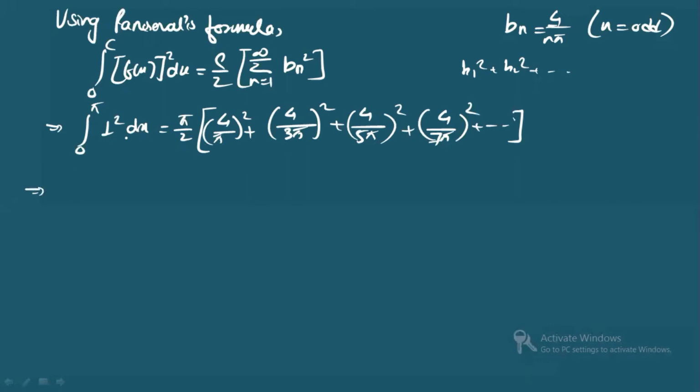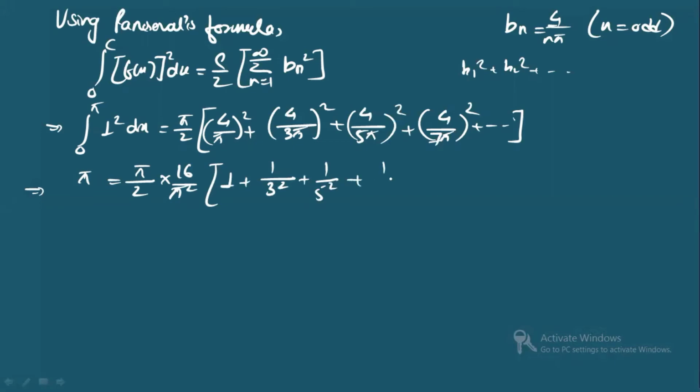Okay. So if you do here, you will get x. Yes or no? Integration of dx is x. Okay. So when you put the upper limit, you will have pi, right? And here you will have pi by 2. All right. From all these terms, you can take common 16 by pi square. So you will get 1 plus 1 by 3 square plus 1 by 5 square plus 1 by 7 square, and so on.